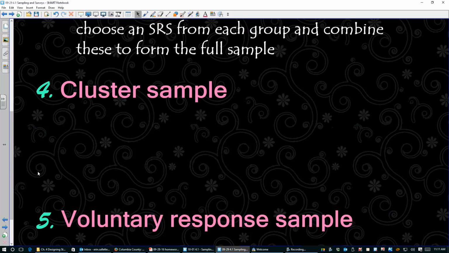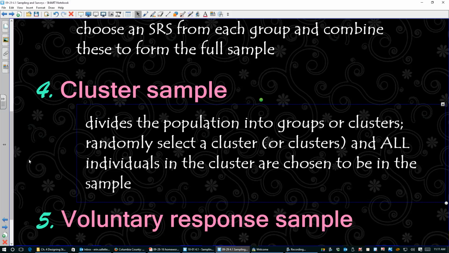A cluster sample is very similar, however, it is different. You divide up your population into groups or clusters, but then the entire cluster can be selected randomly. So with the CSRA baseball teams, we put all of the baseball teams in the hat and select baseball teams and sample every single individual on those baseball teams.